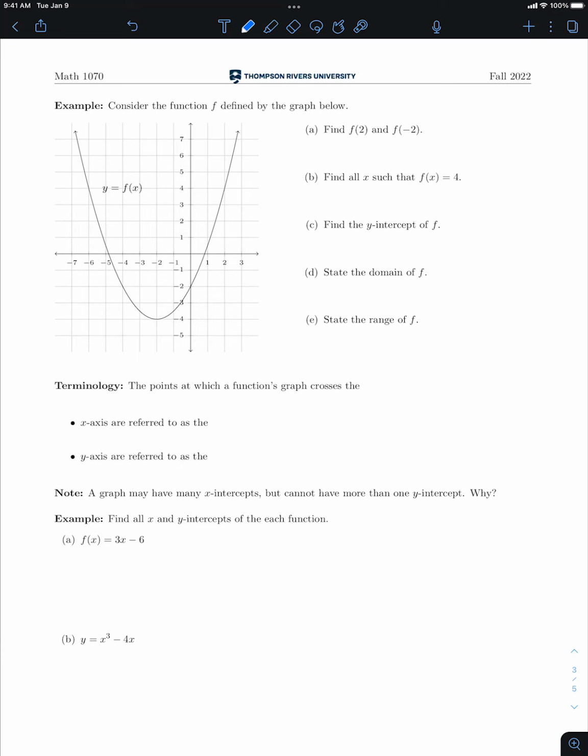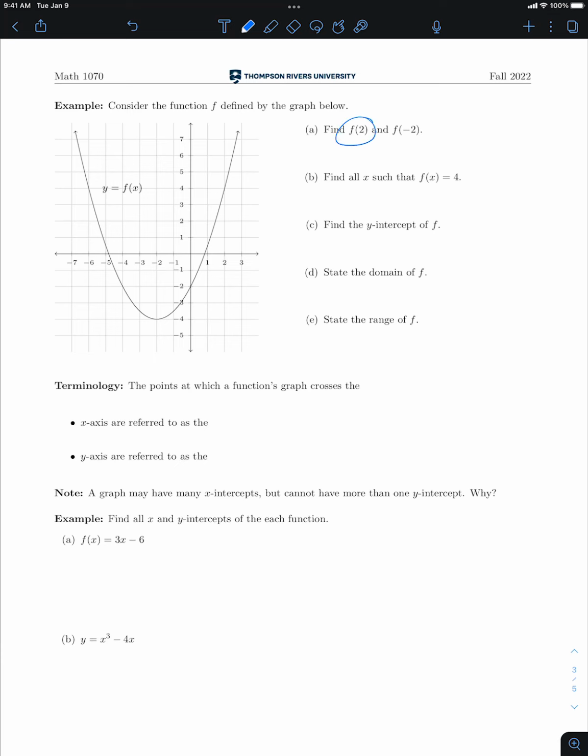Okay, so in this example, we're given a function f, kind of. We're not told what the rule is, but we are told that it corresponds to this graph that we see drawn here. We're asked some questions about it. For starters, part A is really where we're going to answer the question that I left off on the last page. How do you determine what the output values are for a function if all you have is the graph?